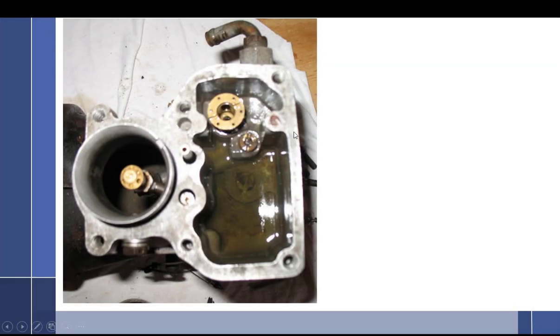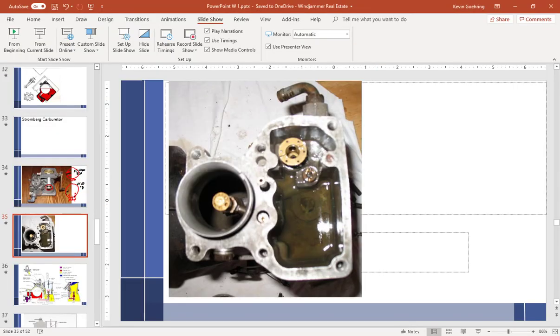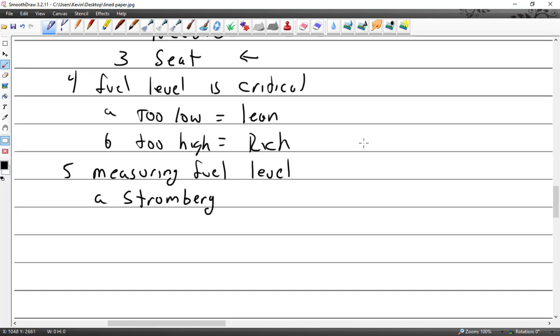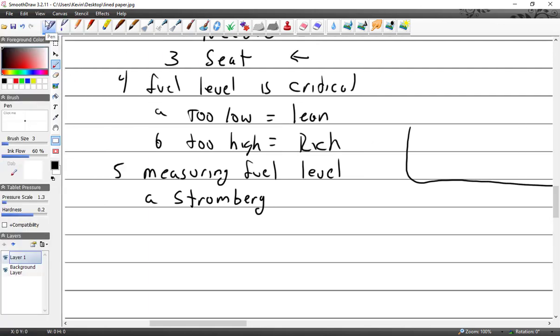Well, since we brought this up, we'll mention a few things here out of order. So number 1, we're going to set the fuel level. Let's go back here. All right, so we have our fuel bowl, and in it we have our fuel. And fuel doesn't just lay flat in here. When it gets near the edge, it climbs up. It's called meniscus. So it wants to climb up.